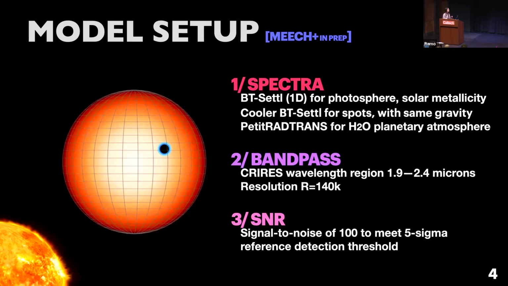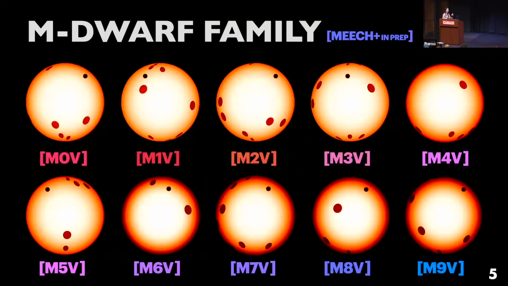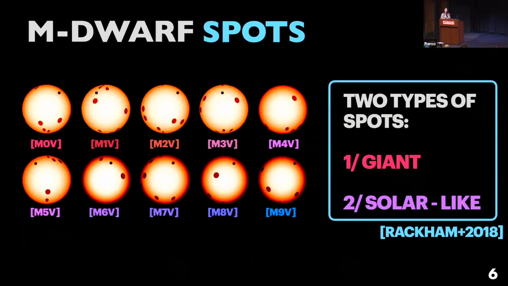So I have been looking at a series of M-dwarfs from M0 to M9. Here is a family portrait. And for the spot properties, we adopted those from Ben Rackham's 2018 paper. They derived filling fractions that differed depending on whether they assumed giant spots or solar-like spots. For the giant spot cases, they derived between 2 and 3% coverage fractions. And for the solar-like, between 30 to 50%, so significantly higher.